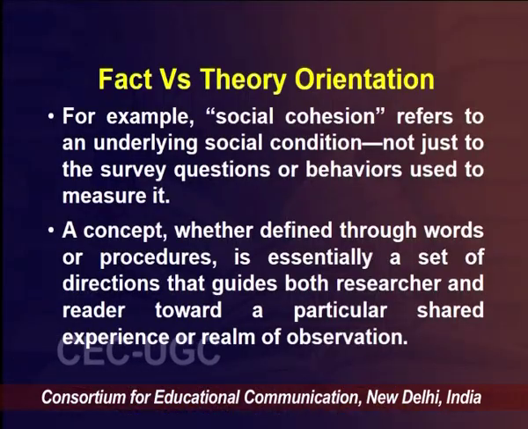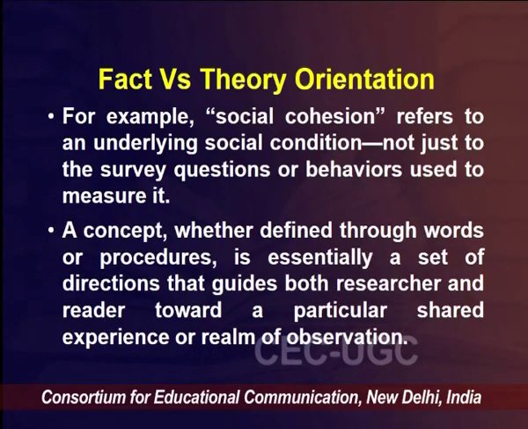The theory-oriented view implies concepts signify deeper phenomena beyond the measuring operation. The operation serves only as a tool for identifying or estimating those phenomena. For example, social cohesion refers to underlying social conditions, not just to the survey questions or behavior used to measure it. A concept, whether defined through words or procedure, is essentially a set of directions that guides both researcher and reader to a particular set of experience or realm of observation, and that is why concepts become clear.